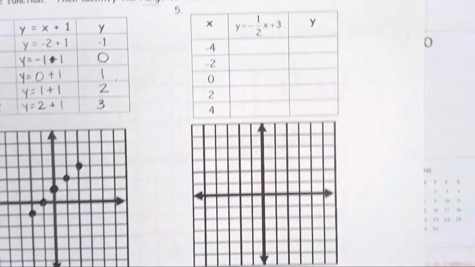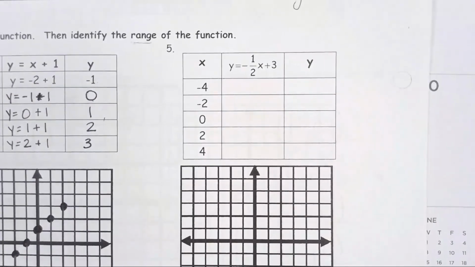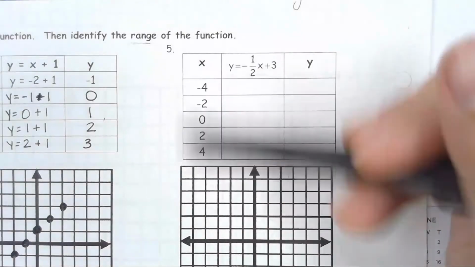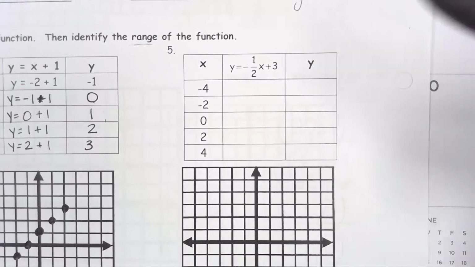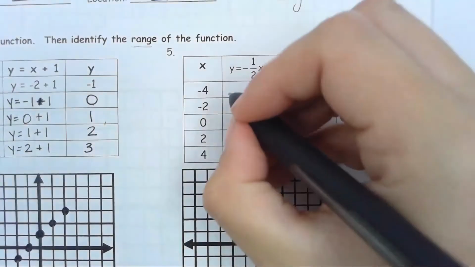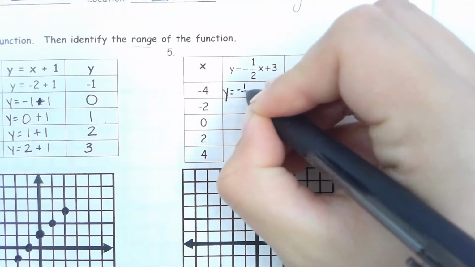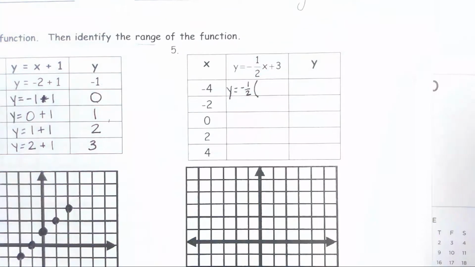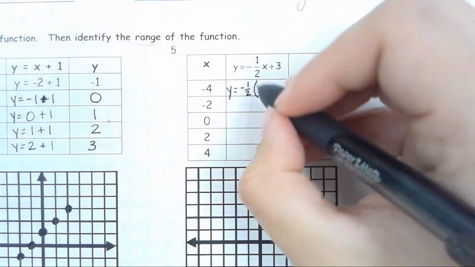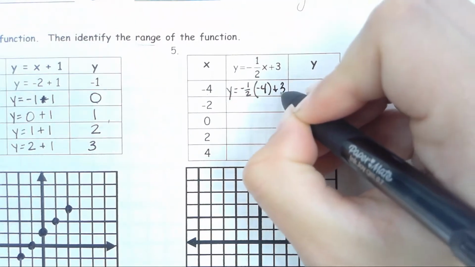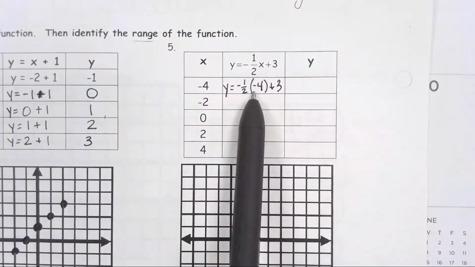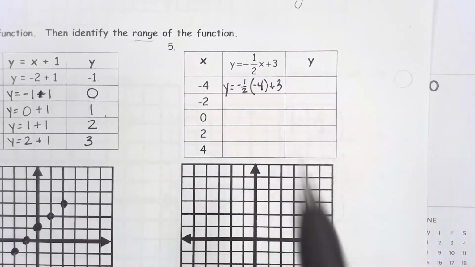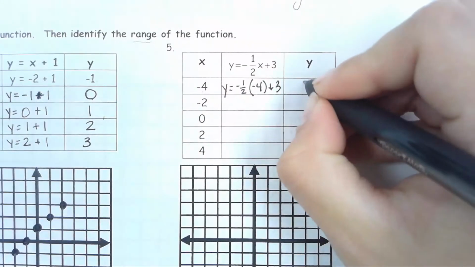Okay, so let's try the next one. So again, all that we're doing is inputting our domain into our function here for x, and it will output our y values, or in other words, our range. So let's do this. So y equals -1/2 times, because remember -1/2 x means you're multiplying, -4 plus 3. So if we take -1/2 times -4, that gives us a +2, and then +2 plus +3 gives us 5.